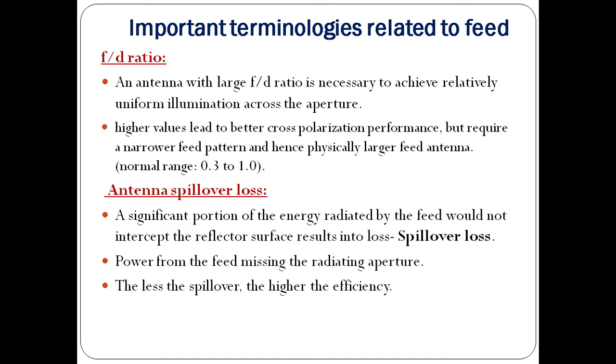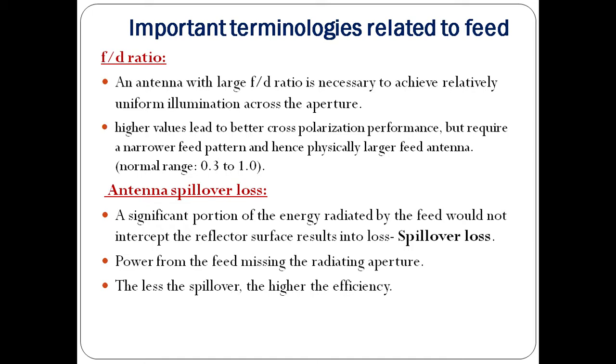What is F/D ratio? The performance of the reflector antenna can be judged by properly understanding these terminologies. F/D ratio is the focal length to the diameter of the reflector surface, where F is the focal length and D is the diameter of the reflector surface. F/D selection is very important. For some cases we choose F/D to be a very large value. In some cases we choose F/D to be a very small value.